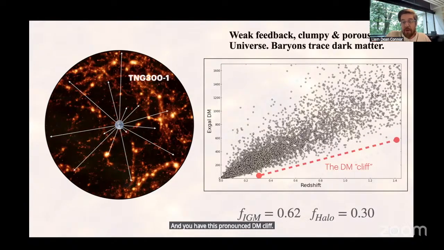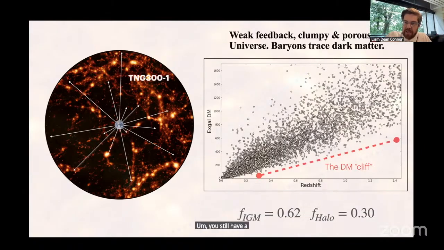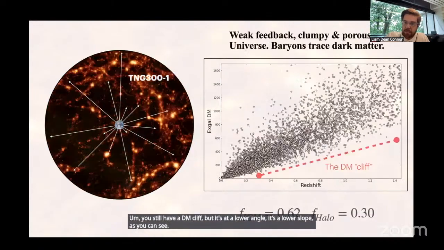If we have a baryon distribution that more resembles the dark matter distribution, where about half of the total matter is in halos, then we have a puffier distribution. There's more line of sight variance. It's a clumpier universe. You still have a DM cliff, but it's at a lower angle. It's a lower slope, as you can see, going back and forth.